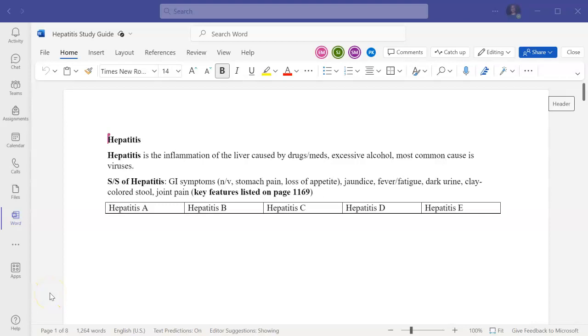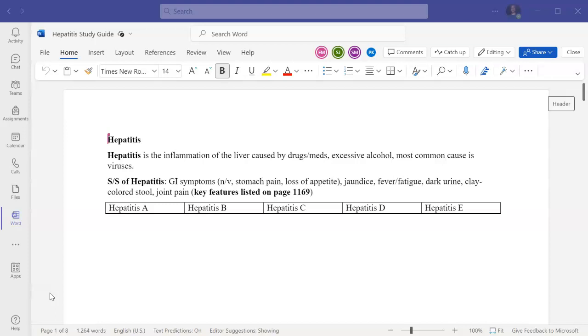Okay, here we go, talking about hepatitis. It's found in chapter 53 of your EG Med Surg book, beginning on page 1166. What is hepatitis? It's inflammation of the liver, and it's commonly caused by viruses.